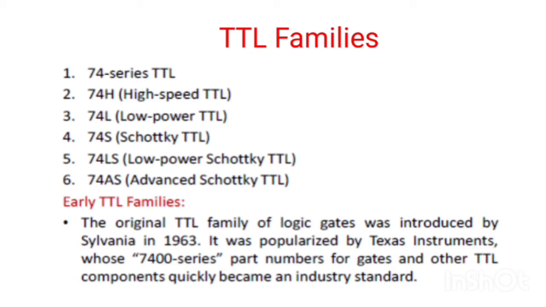Later on, in order to increase the speed, we go for 74H high speed TTL. This is another logic family used for construction. Next are 74L low power TTL, 74S Schottky TTL, 74LS low power Schottky TTL, and 74AS advanced Schottky TTL. These are the classifications of TTL logic families.